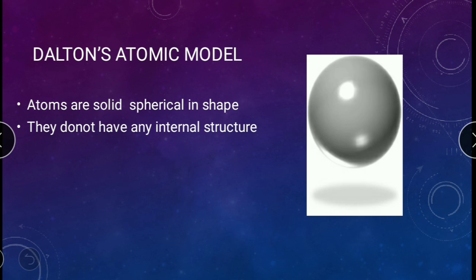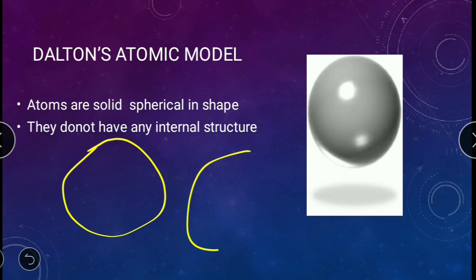Next is that they do not have any internal structure. For this, we will take an example. Suppose we have a cricket ball and a bundi laddu. You may know that the bundi laddu is made up of small bundis, a lot of bundis combined to make a bundi laddu. And the cricket ball is just a single entity. It's not made up of any other small parts. Analogous to this, we can say that an atom is just a solid spherical entity.